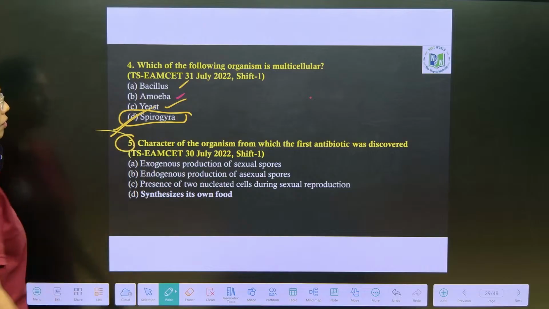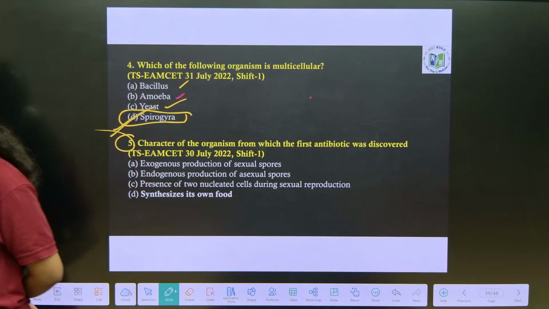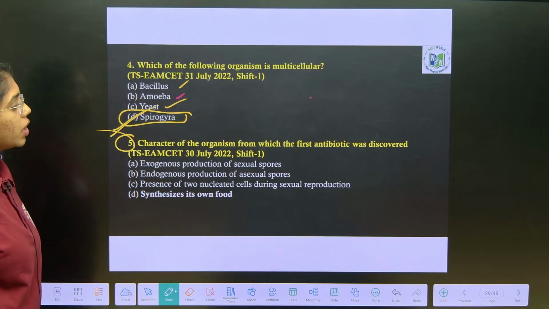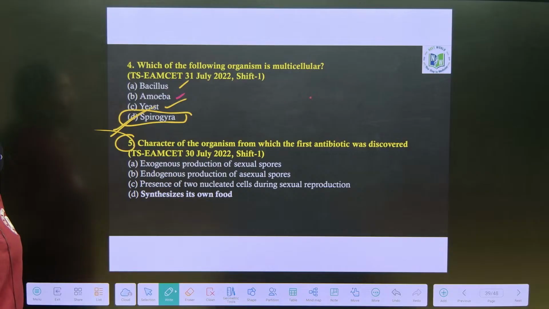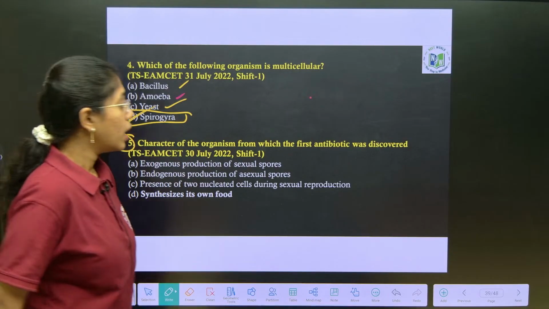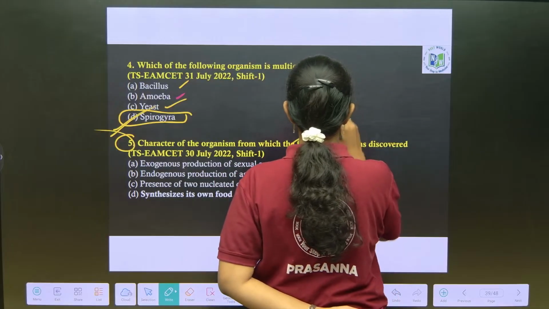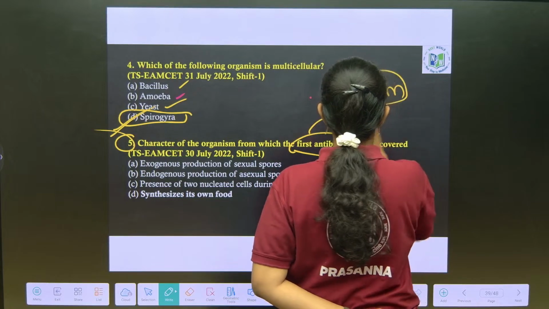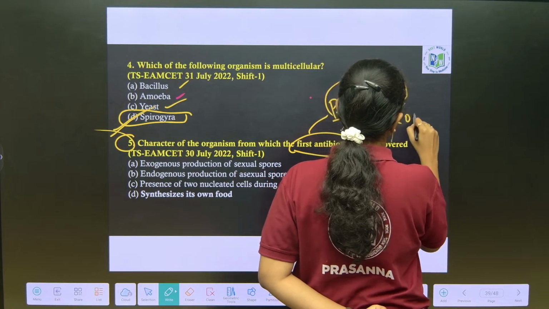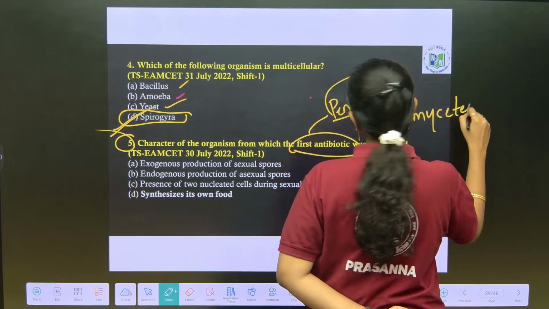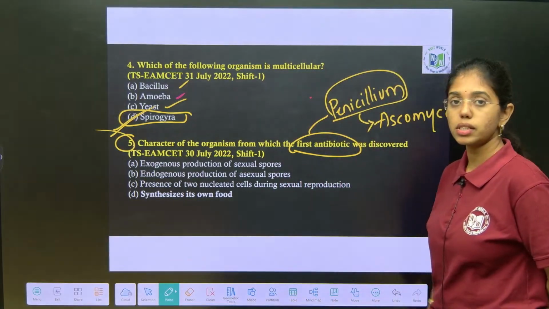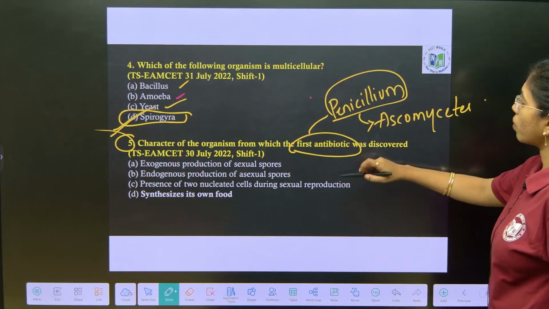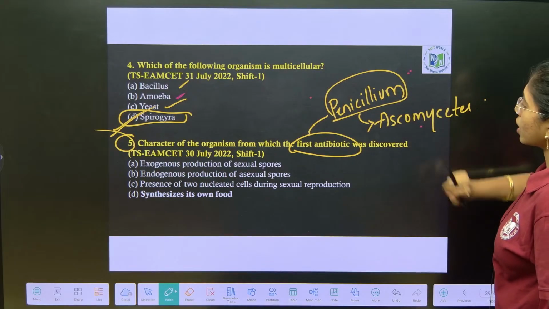Next is what? Fifth question. Look into that and answer keenly. Character of the organism from which the first antibiotic was discovered. First antibiotic is discovered from what? Penicillium. Penicillium belongs to which class of fungi? Ascomycetes. Like this you have to decode the question first, then you can analyze it easily. First antibiotic was discovered from Penicillium, which belongs to the class Ascomycetes.